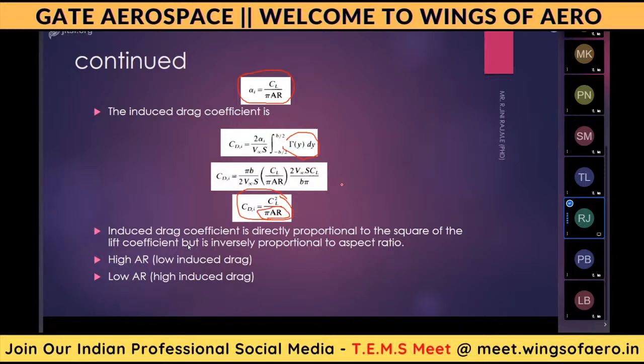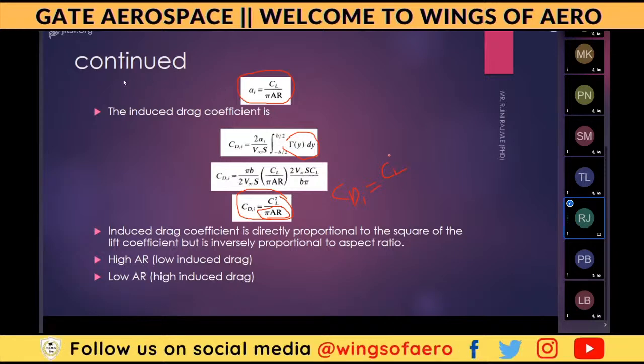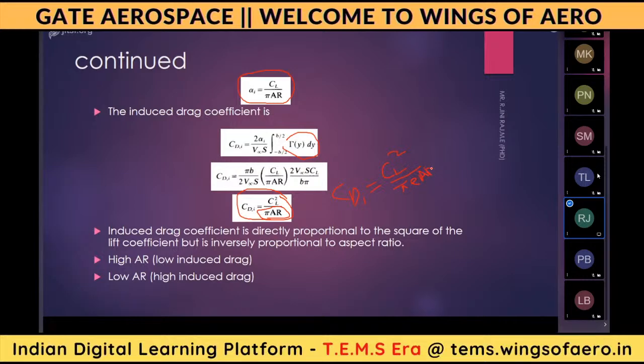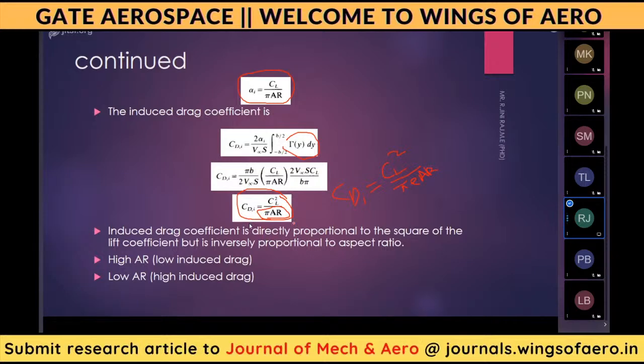But we know that the induced drag coefficient value is equal to CL square divided by pi into E into AR. But here we have seen that CDI equal to CL square divided by pi AR. Does anyone know what's the difference between these two?